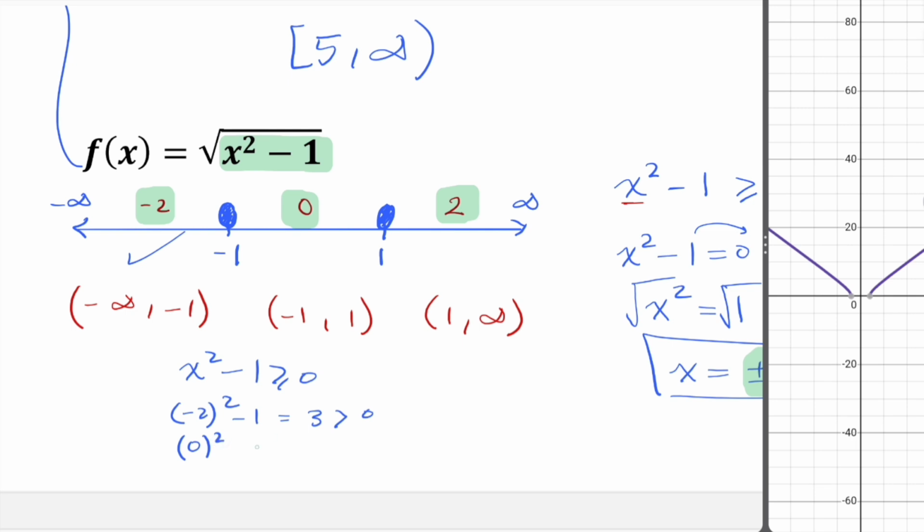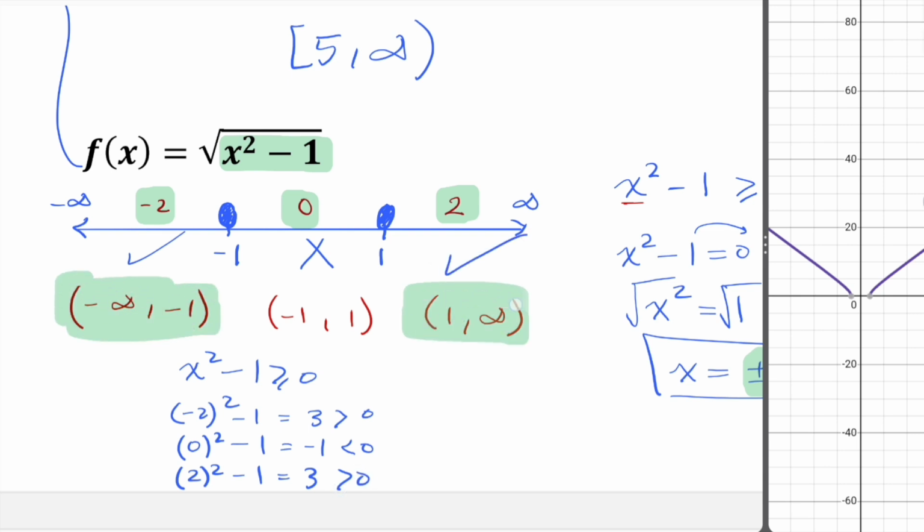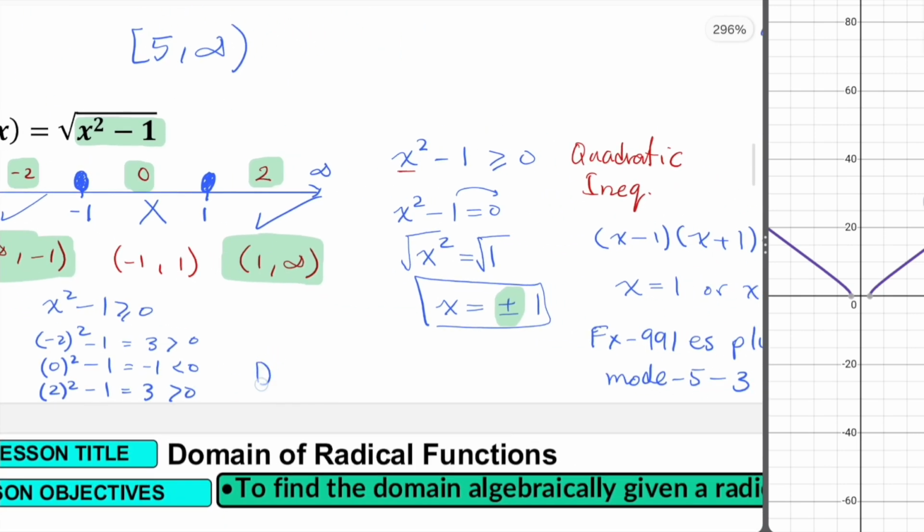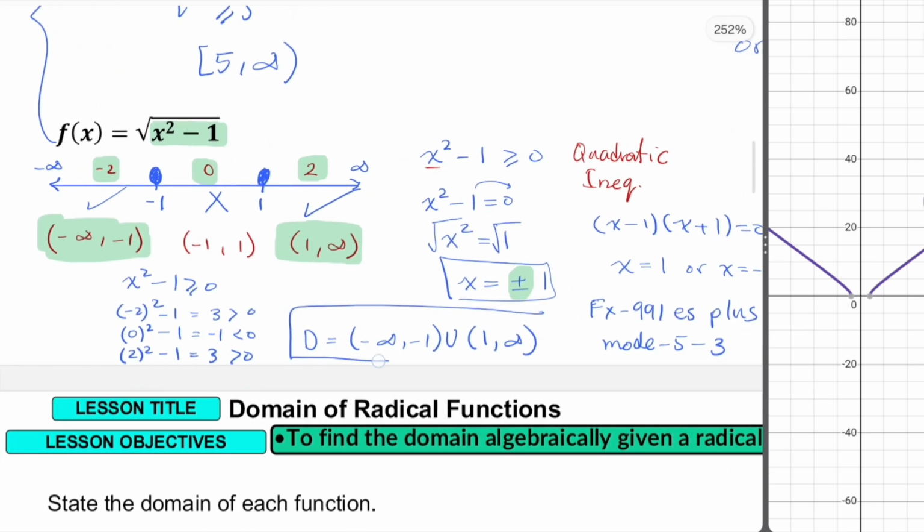If I substitute the second value, which is 0 squared minus 1, remember we are substituting in this inequality to check, I get negative 1, this is less than 0, and this is not what I'm looking for. I'm looking for greater than or equal to 0. And lastly is 2 squared minus 1, I will get again 3, greater than 0, so I'm done. So my domain is this interval and this interval, so I'm going to write domain equals negative infinity, comma negative 1, union 1, comma positive infinity. And this is my final answer.